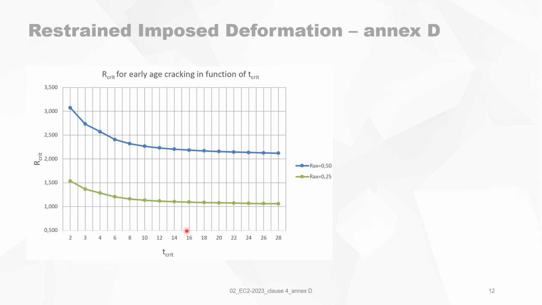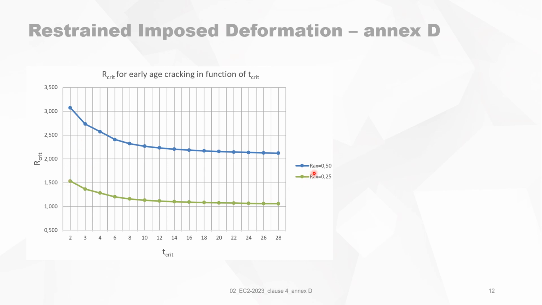On the x-axis, you see now T critical. Remember, this was T2 and this was T critical, 28 days, for instance. Because otherwise you have a long-term approach, and this is another formula. So for the short term, T critical is somewhere between T2 and 28 days. Now we will investigate the cracking risk on each day. This is the cracking risk R critical. And we have two curves.